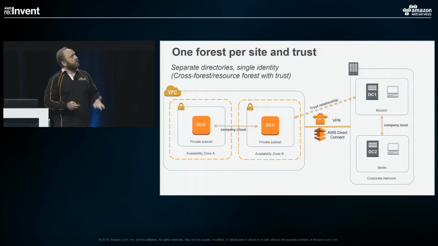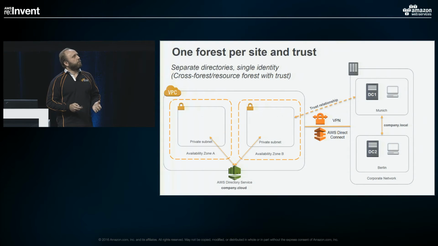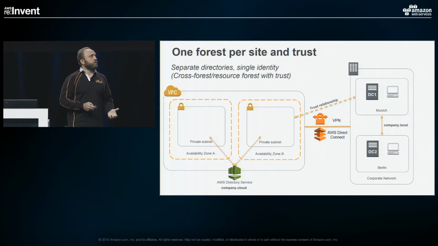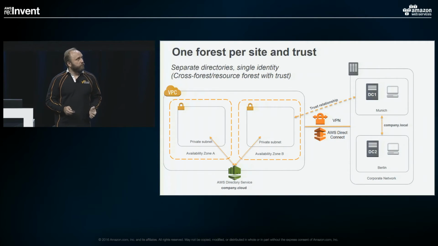Or you can have one forest per site and a trust relationship that is established from your on-premise to the redundant Active Directory that you've deployed in AWS. You can have a one-way or two-way trust established, depending on your need. You can also use AWS Directory Services, specifically Microsoft AD, for this.